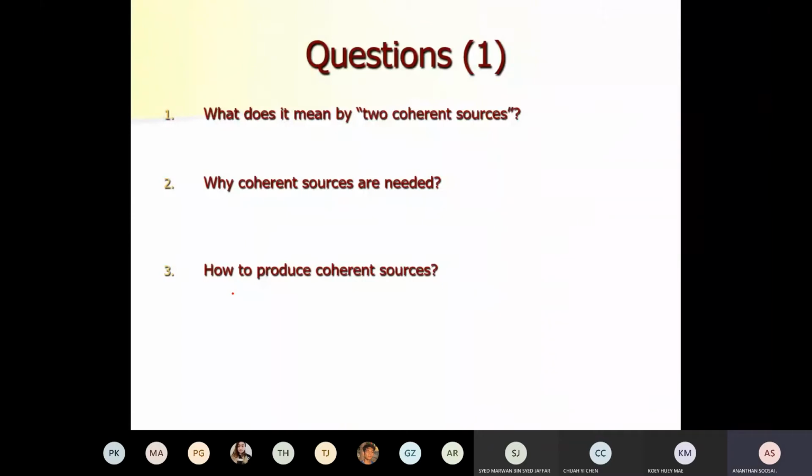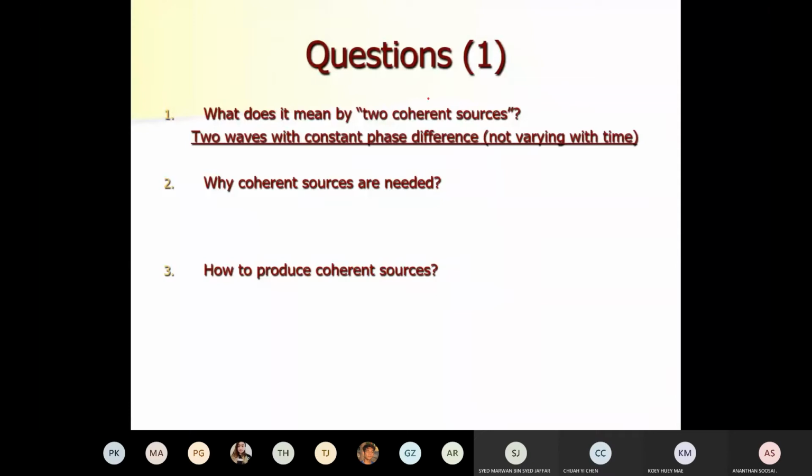Okay, so now it's your turn. Some questions first. What does it mean by two coherent sources? Two sources are said to be coherent if they have a constant phase difference, not varying with time. Eventually, the frequency must be the same. Amplitude can be different, it's fine.